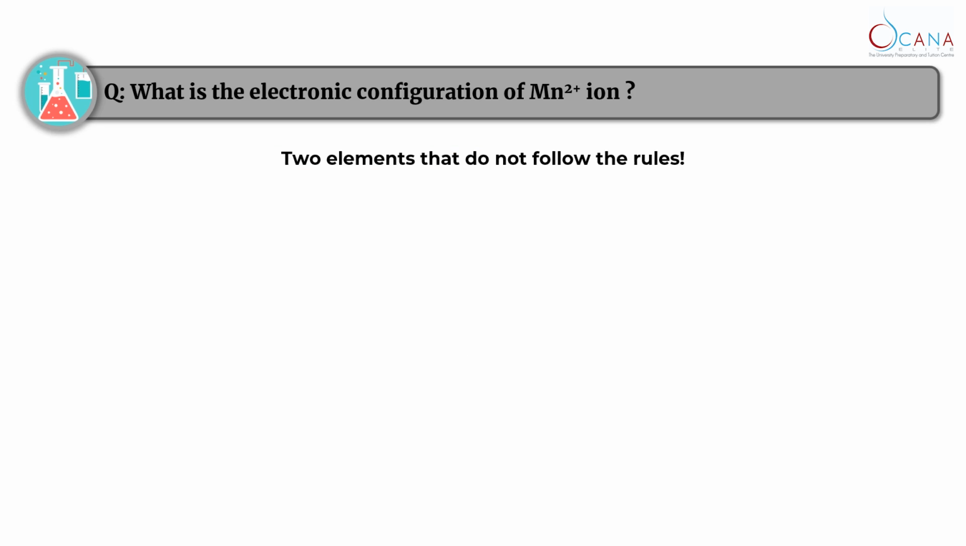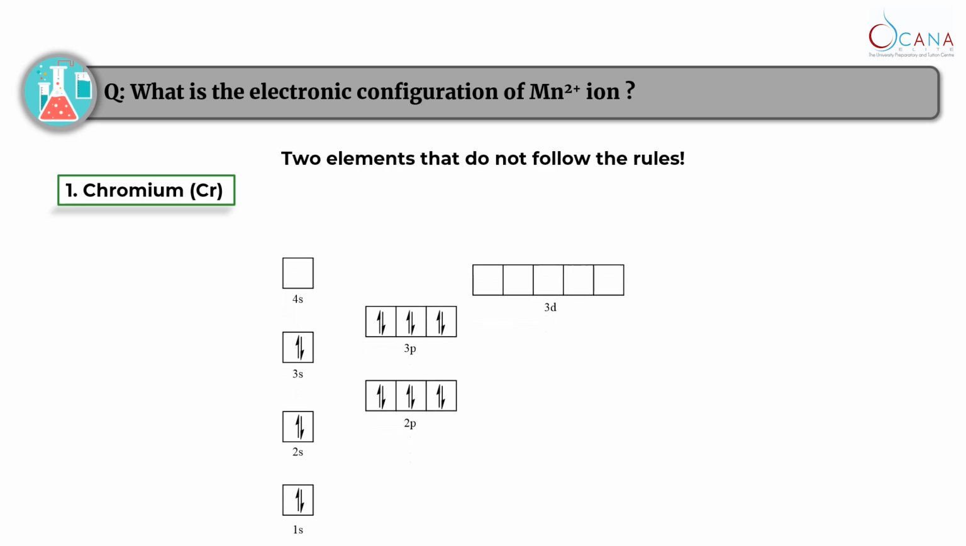You should bear in mind that there are 2 elements that do not follow the rules that we have to memorize for IB chemistry. The first one is chromium. If we follow the rules mentioned before, we would get Ar 4s2 3d4. However, this is not the correct configuration of chromium.